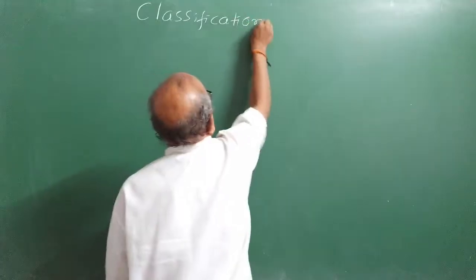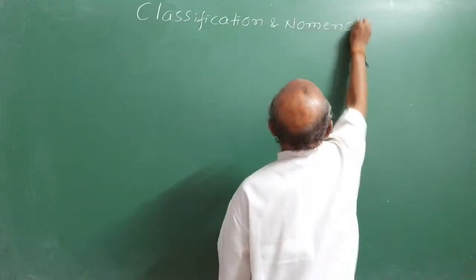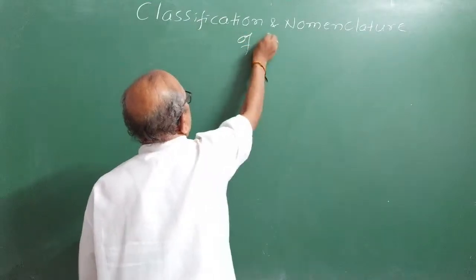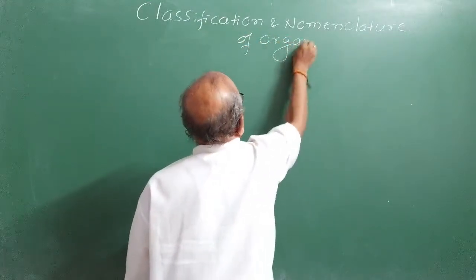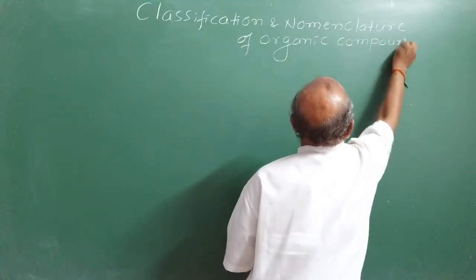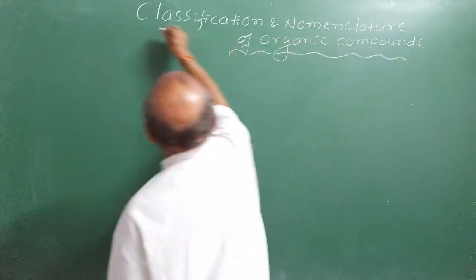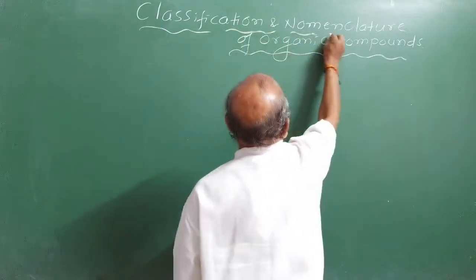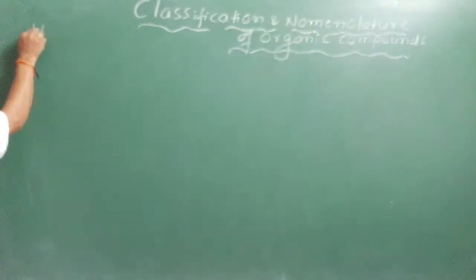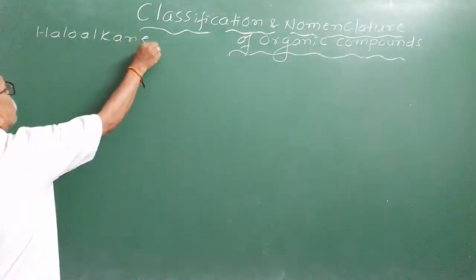Classification and nomenclature of the organic compounds is one of the important parts, and it is the first step in learning organic chemistry. In that, we just covered nomenclature of the haloalkanes, the first chapter of the second PU.